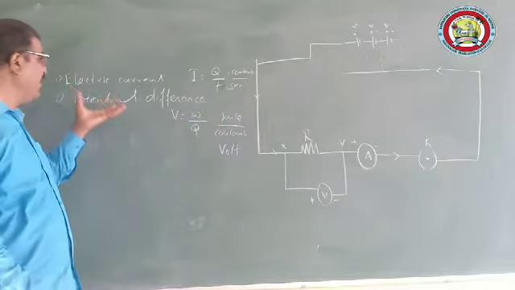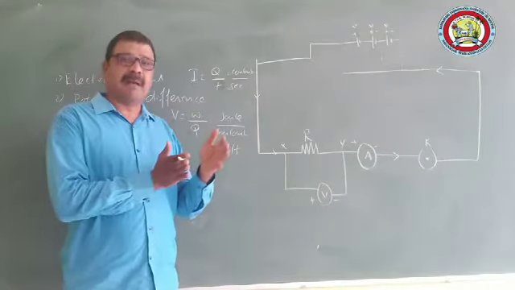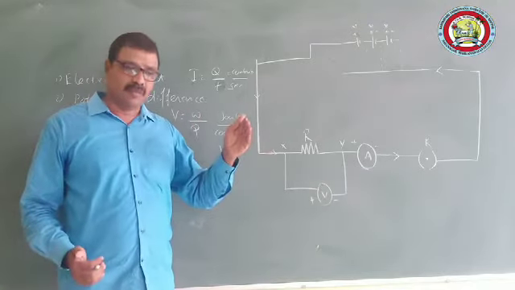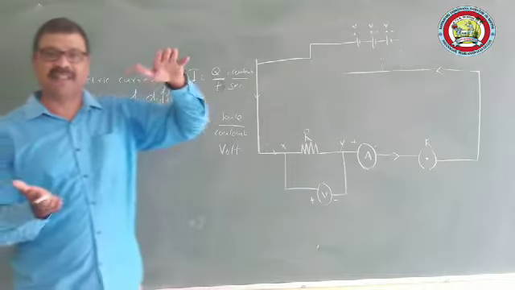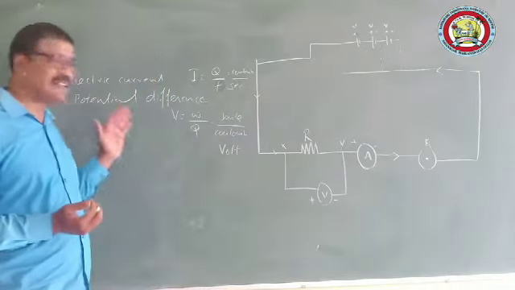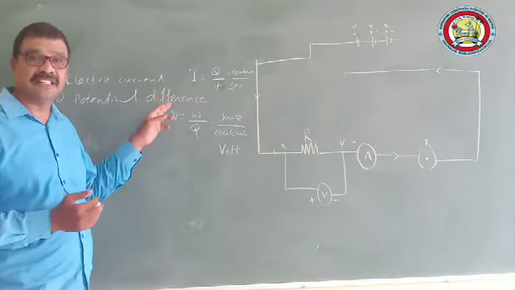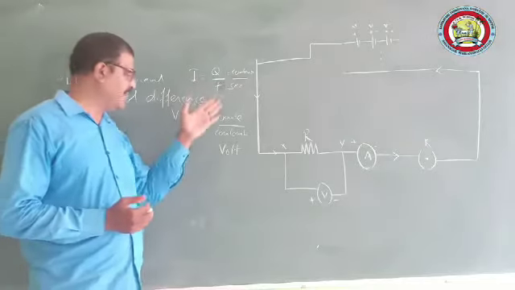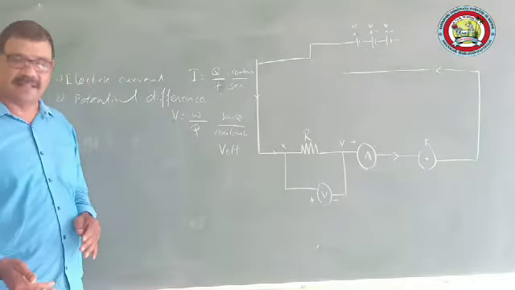I also told you why we require this potential difference. Yesterday I drew an analogy: for water to flow from one point to another, there should be a difference in heads, or difference in heights or levels. In the same way, for charges to flow in a conductor, we require a difference in potential. That we call potential difference, defined as the work done in moving a charge from one point to another.